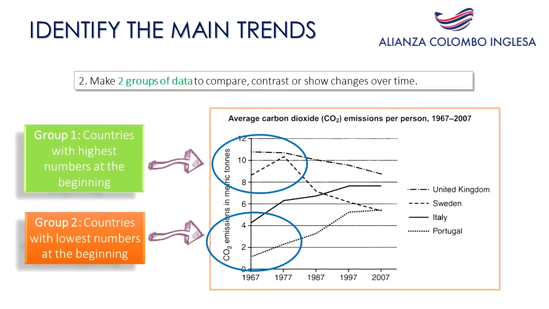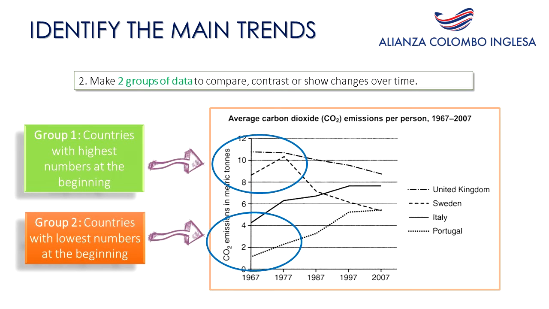After we have identified the type of chart, now that we know it's a dynamic chart, and after we have identified the main elements of the chart, we should make groups of comparison. So these groups should illustrate the changes over time and how the numbers are compared if they are similar or contrasted if they are different.